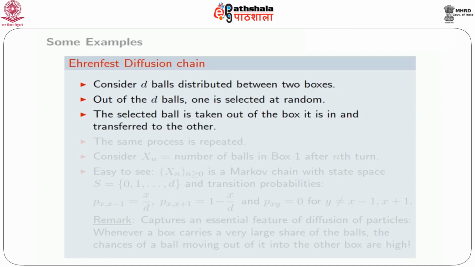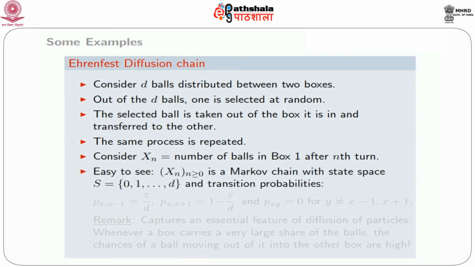Then what happens? The selected ball is in one of the boxes. It is taken out of that box and then transferred to the other box. So, we change the distribution, and that happens in a random way because the selection is random. And then the same process is repeated, again and again. Let Xn denote the number of balls in box 1 after the nth turn. Again, you can see that Xn is a Markov chain.